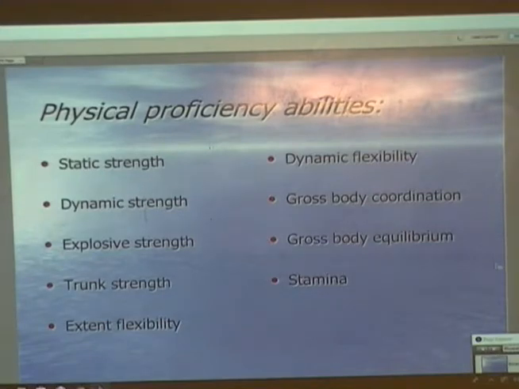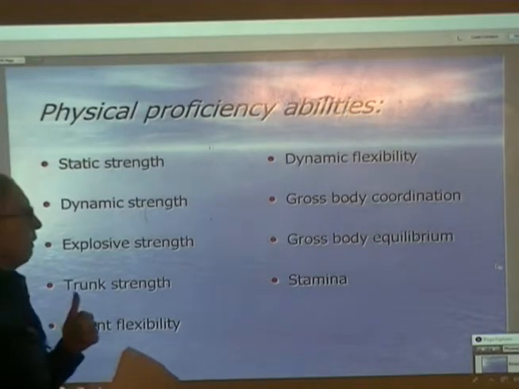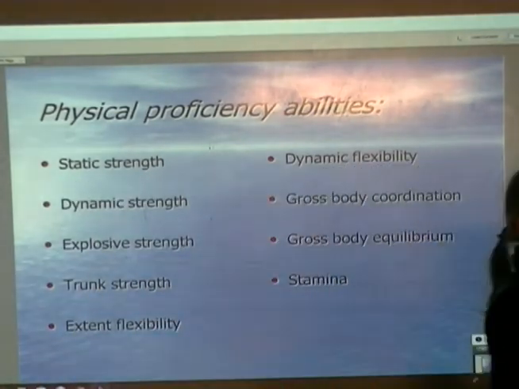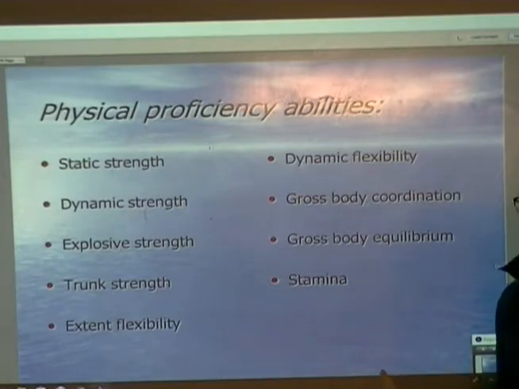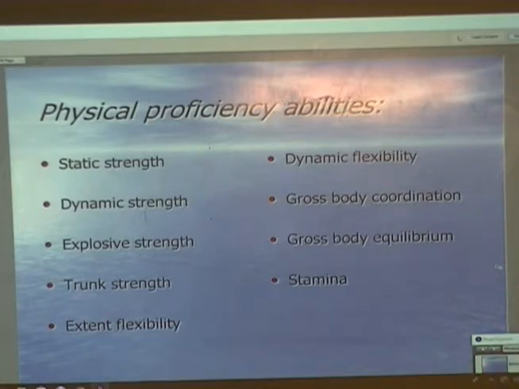Group 2 was the physical proficiency abilities. Okay? So, different versions of strength are based on your genetics. Right? So, do I have the kind of strength that allows me to run a marathon quite quickly, or do I have the kind of strength that allows me to throw a shot put a long way? Because they're not the same.